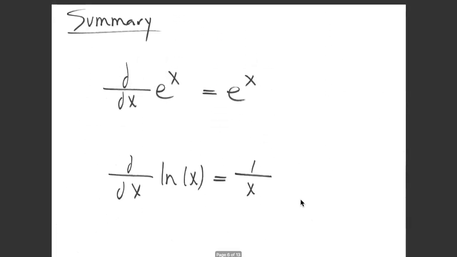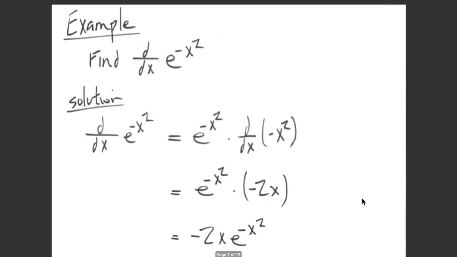And so, in summary, we have these two basic formulas: the derivative of the natural exponential, it's just itself, and the derivative of natural log of x, which is 1 over x. So you do need to know those two important formulas. Let's take a look at an example.